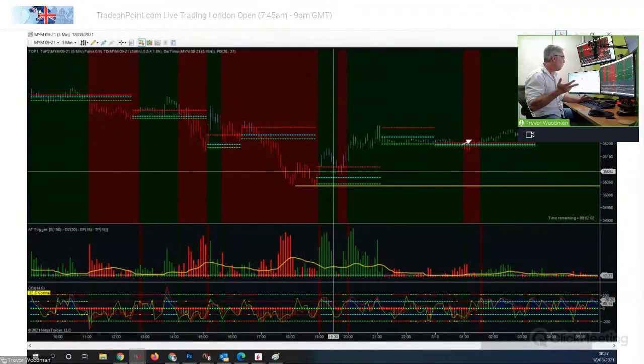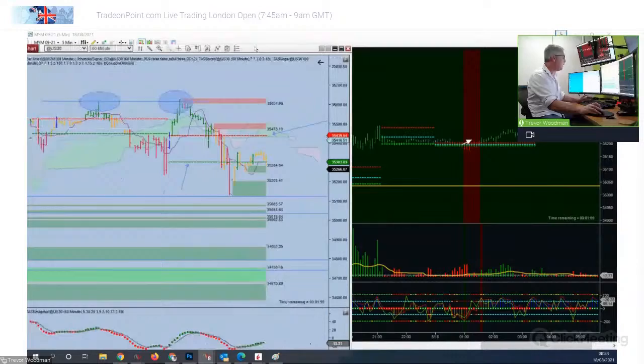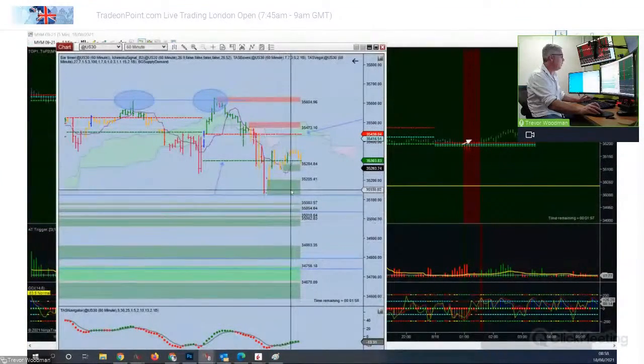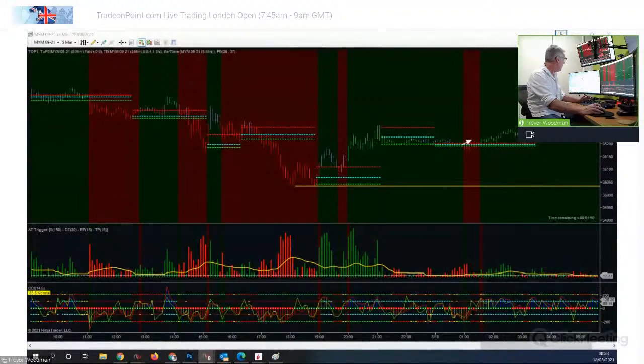You pretty much work out where your targets are from your longer time frame charts, which is these here. And I set up all my targets. You can see here, there's my targets if I'm going short. Here's my targets if I'm going long. And once you've done it as many times as I have, it becomes almost like second nature.